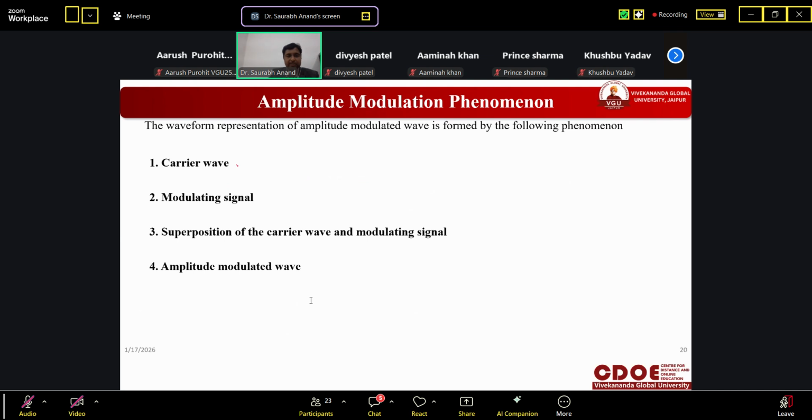So we have the carrier wave, then the modulating signal, that is your information, then superposition, that is superimposing, and finally we will have the amplitude modulated signal. Okay, you can draw only one, two, or three. It is okay. There's no need to draw it all, because these three are required: the carrier, the modulating signal, and the modulated signal. Three things.